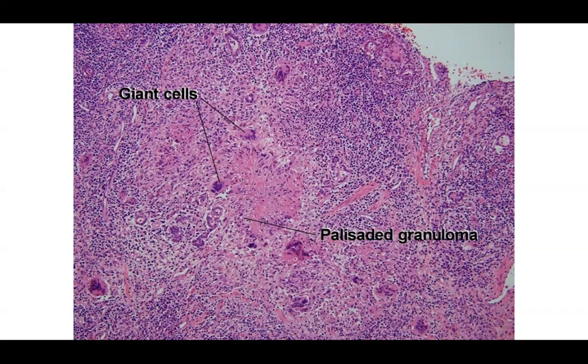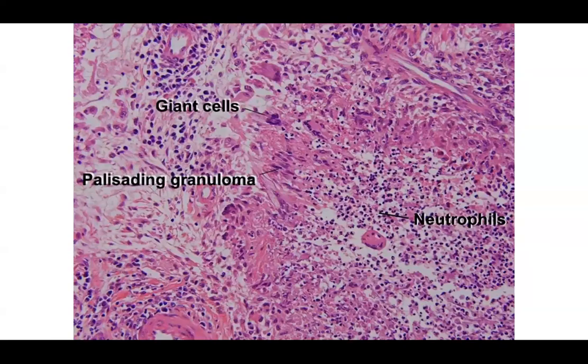Here's another picture of the classic palisaded neutrophilic and histiocytic giant cell granulomatous inflammation. So you can see this destruction of a vessel with a bunch of giant cells surrounding it. Again, this is not what you're going to see most commonly if you biopsy these patients, because you really have to find the right spot. You may just get sheets of neutrophils and you may not see any giant cells whatsoever.